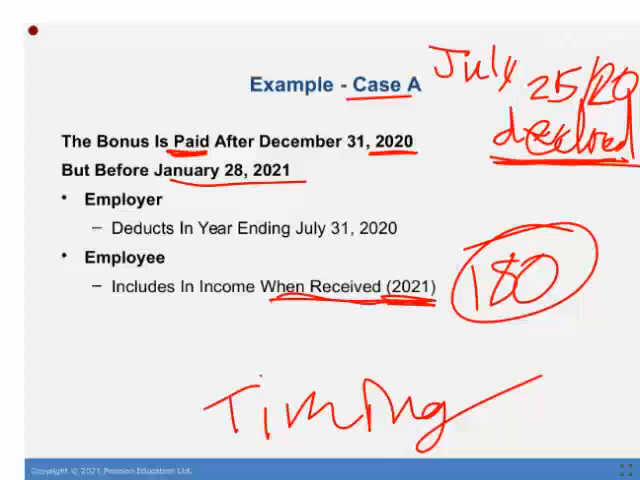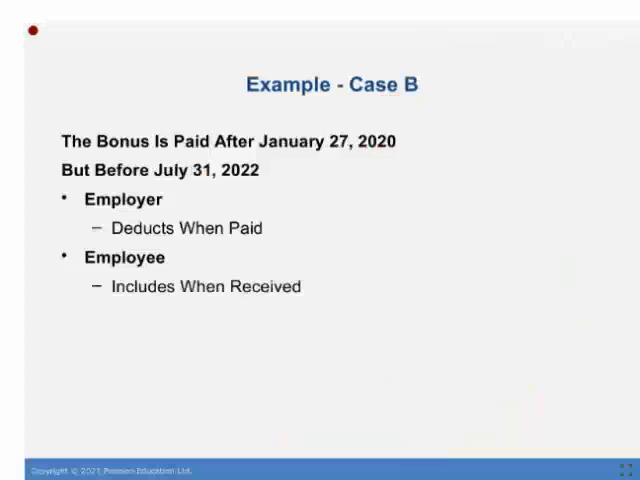If you pass the 180, then the employer also just has to deduct it when it's paid. They don't get that benefit of claiming it kind of early, claiming it based on the accounting rules, really. So there's case B. If the bonus is paid after January 27th, 2020, but before July 31st, 2022, we're going to deduct it when it's paid for the employer and received for the employee.